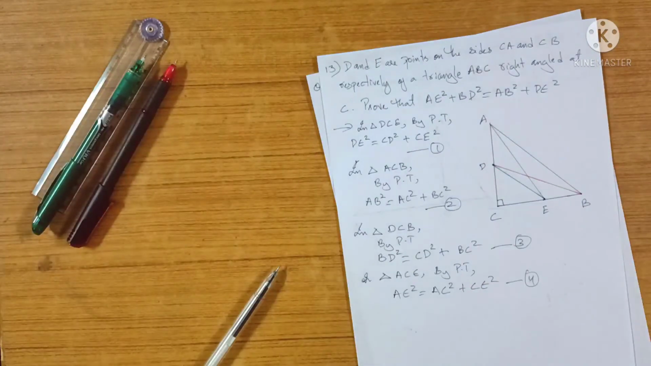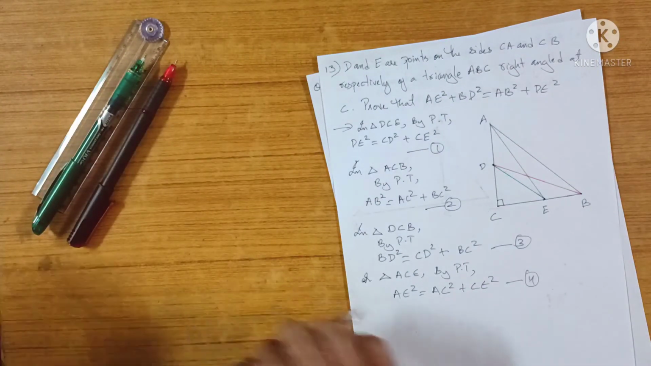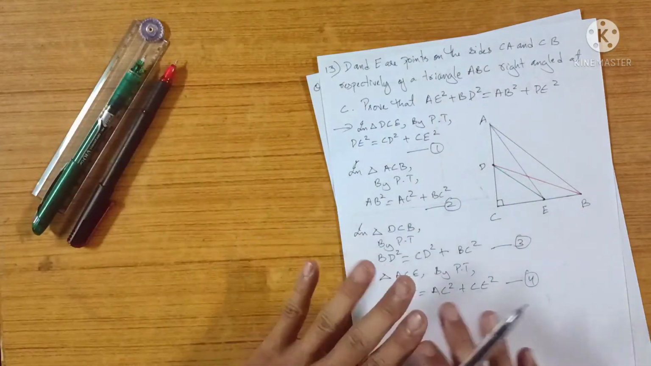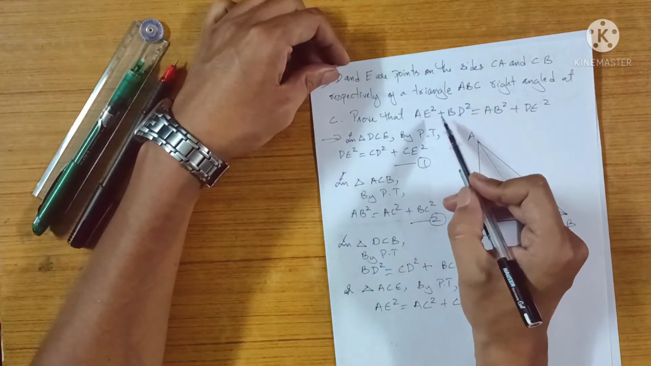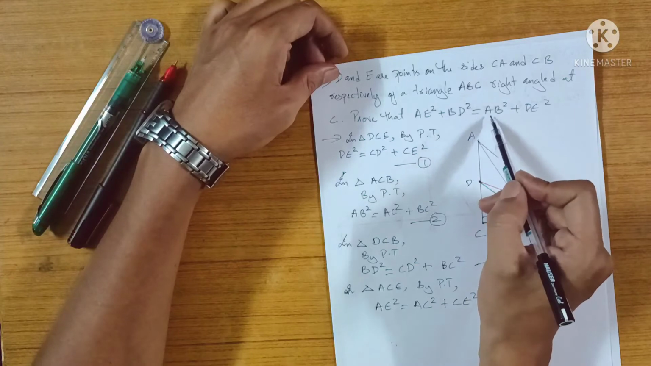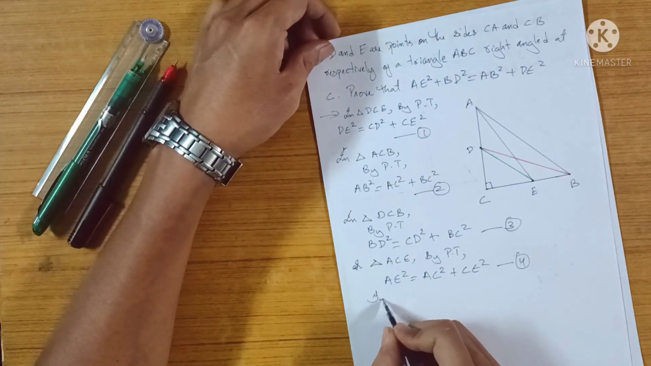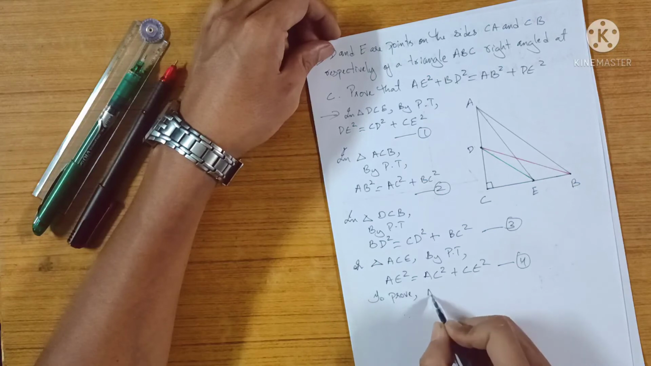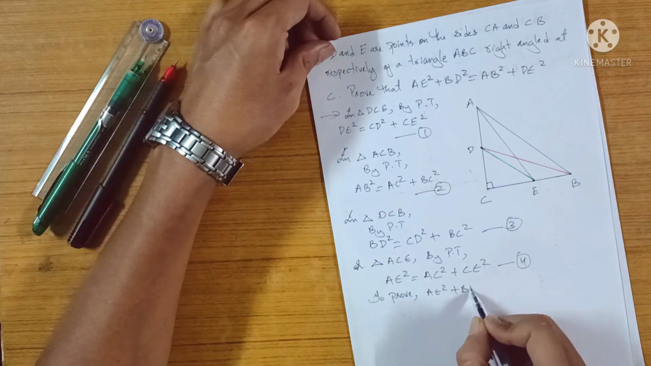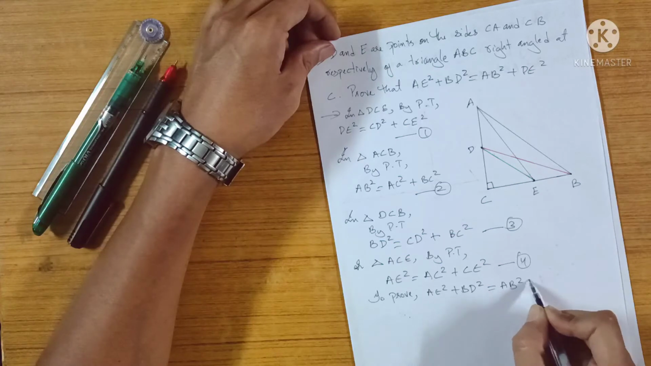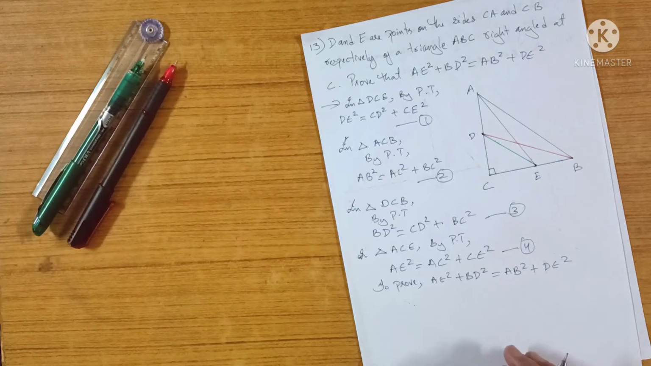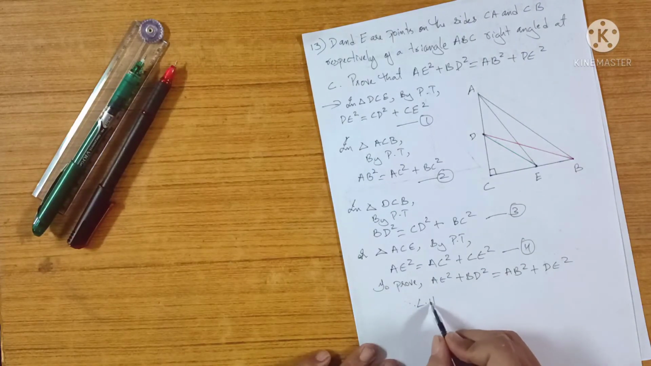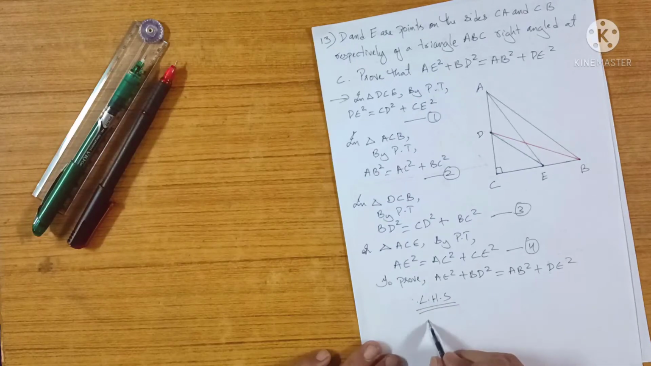So now that we're done, see, this is what you're going to do for all the questions. Just write the Pythagoras theorem for all the right angles possible, and then you're going to think about what we can do now. So we have to prove AE square plus BD square equal to AB square plus DE square. Now let's take LHS, left hand side. Okay, AE square plus BD square.